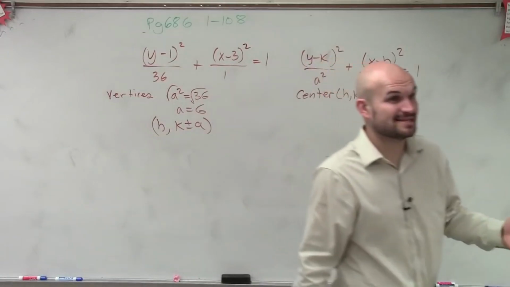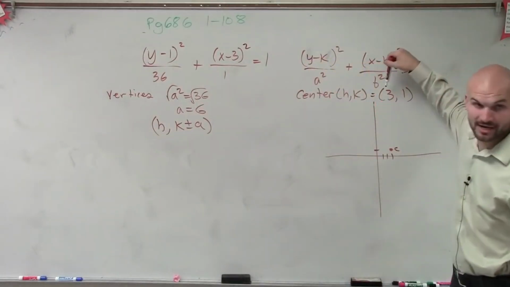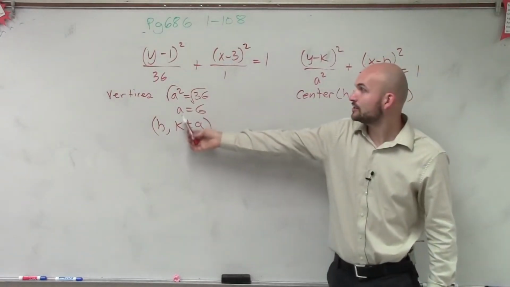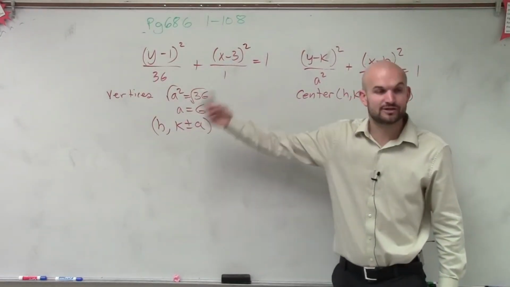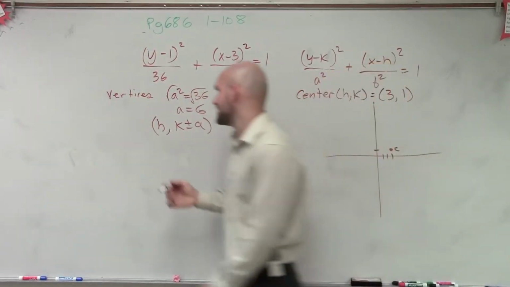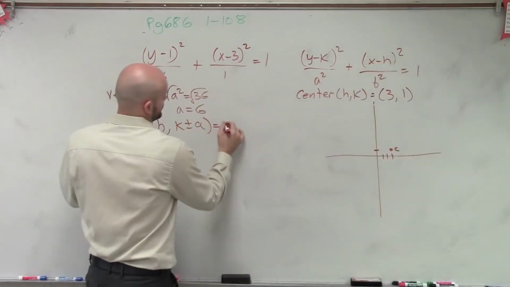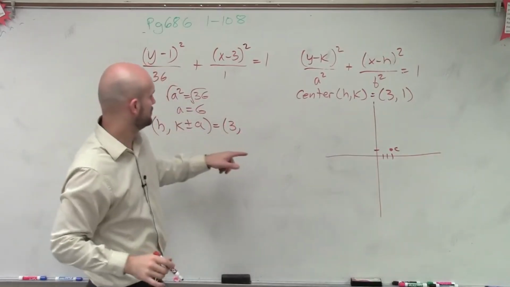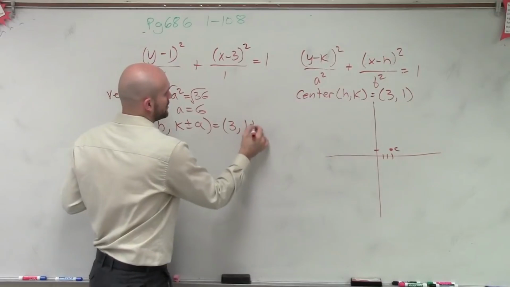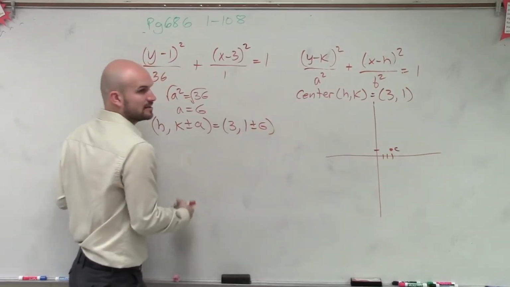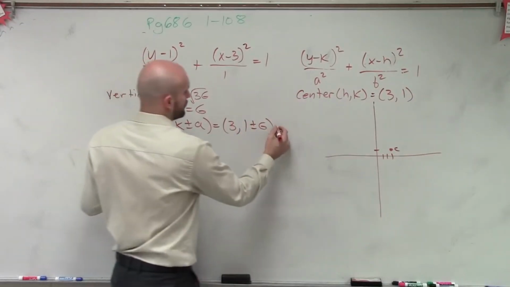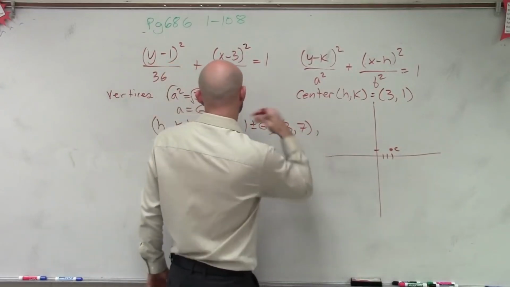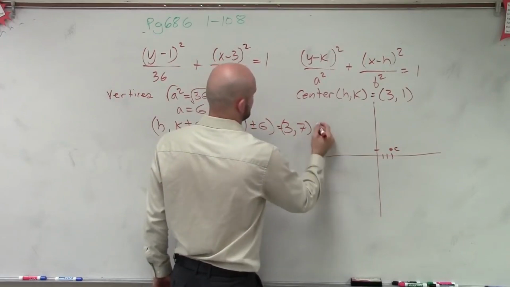Your h remains the same as your center; 3 is not going to change. But now you're going to add or subtract your a from the k. So my h is 3, and my k is 1 plus or minus 6. Therefore, I'm going to have two vertices, which are (3, 7) and (3, negative 5).